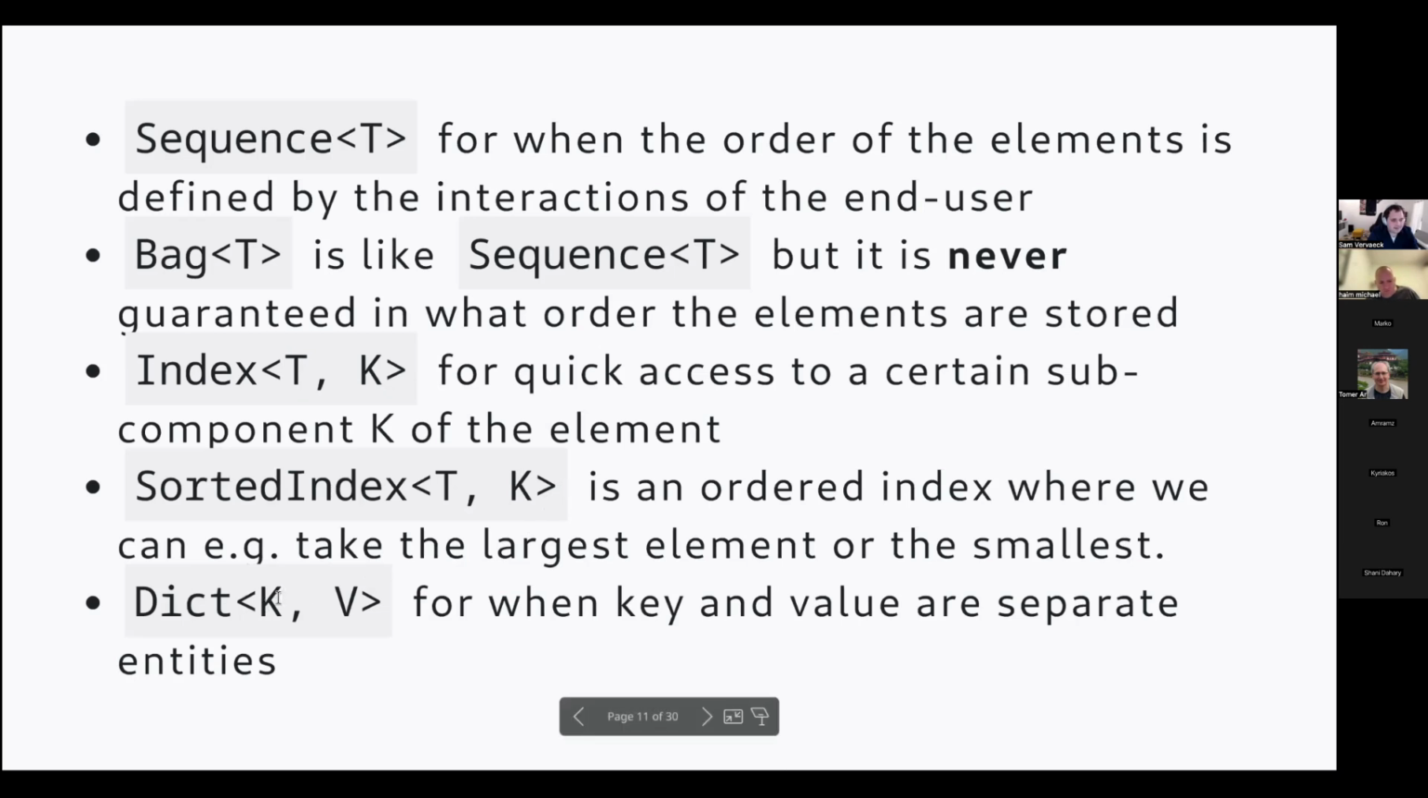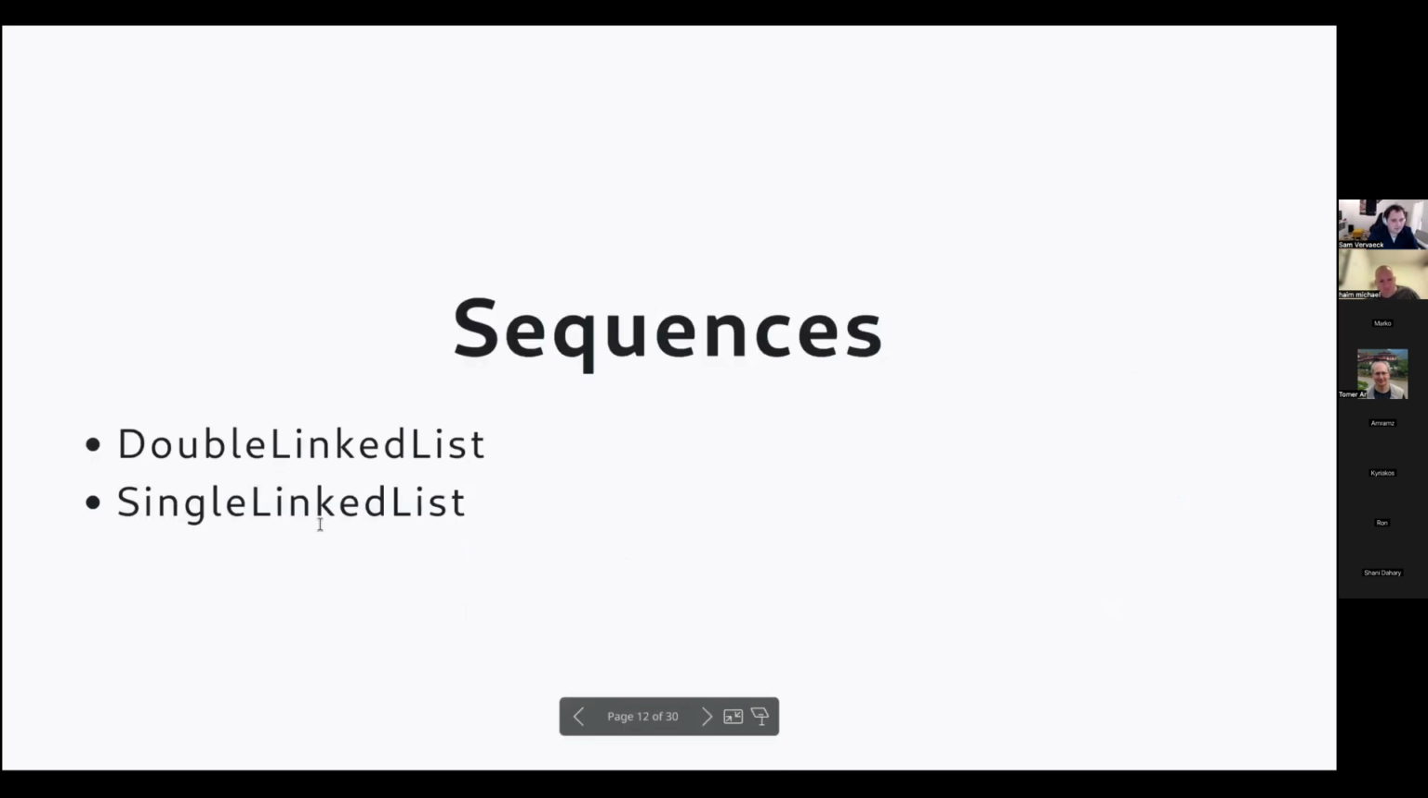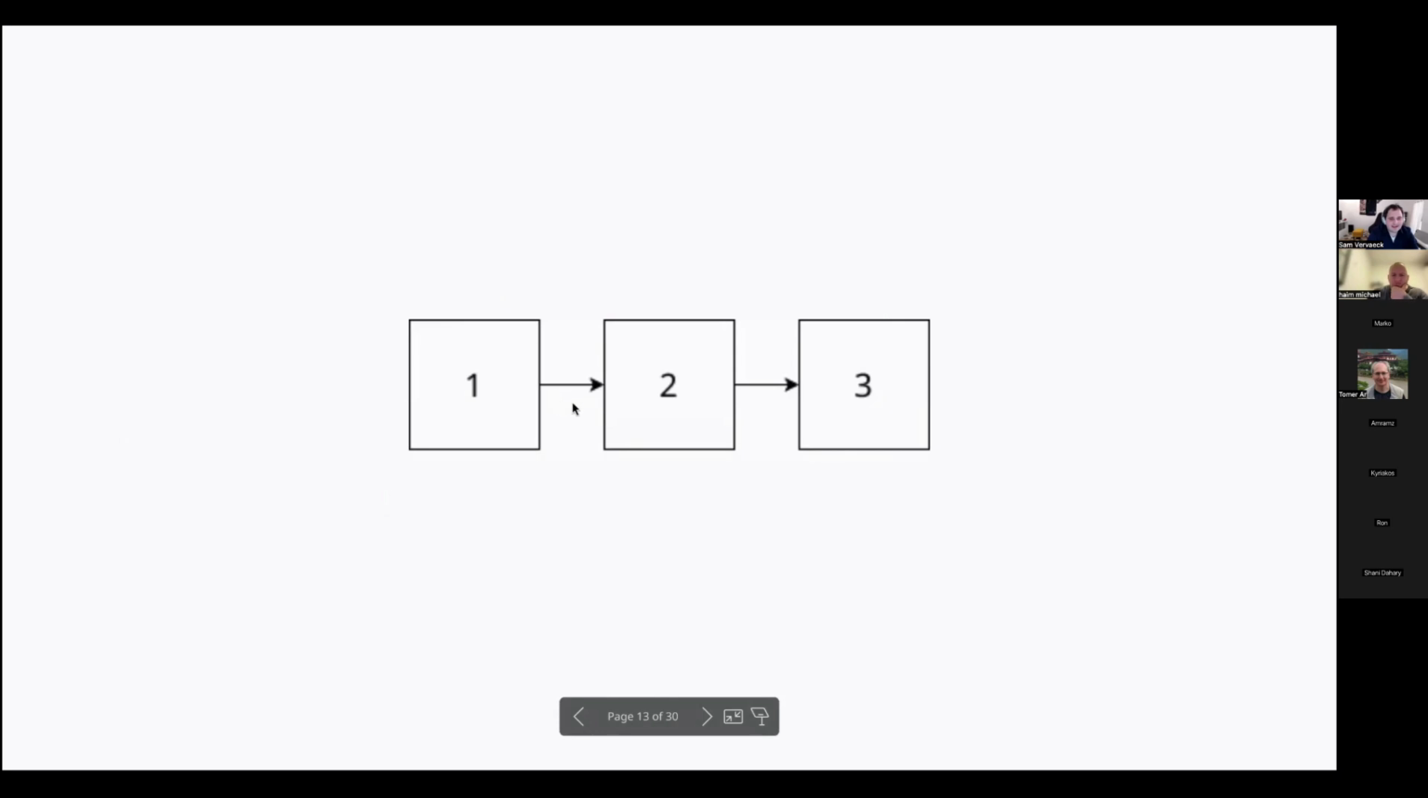So for sequences, we have a double linked list and a single linked list. Those are at the moment all the sequences that are supported. And vector, now I think of it, sorry, my bad, another one. A single linked list is very memory efficient. It's just an arrow to the next element in the list.